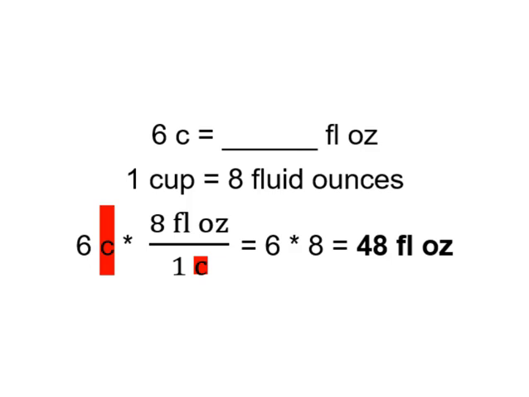And again, I just wanted to mention, when you are converting, make sure you have the units of measurement that you are converting from in a position where you can cancel it out. Since our 6 cups is in the numerator and our 1 cup is in the denominator, we can cancel out our cups. We are left with 6 times 8, which is 48. So 6 cups is equal to 48 fluid ounces. Let's move to our next question.